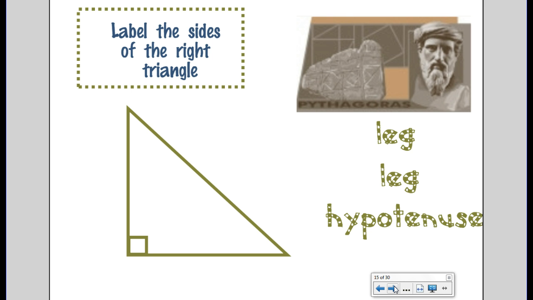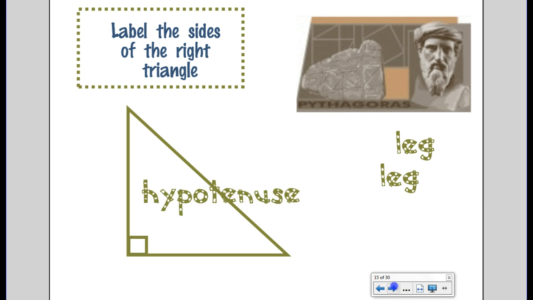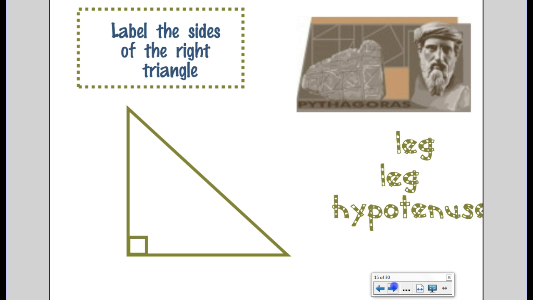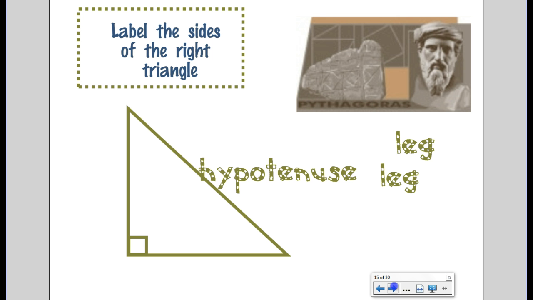Elijah, can you go to the board and drag those words to the correct side? Drag this to which one's a leg, and then drag the word to the hypotenuse. So a right triangle is always going to have two legs and one hypotenuse. The legs are not necessarily going to be the same length, but they are both called a leg. The right triangle has two legs just like we have two legs.